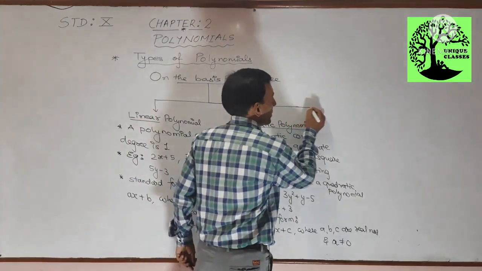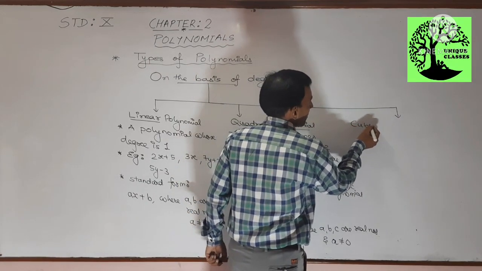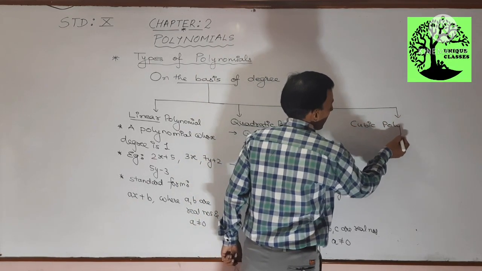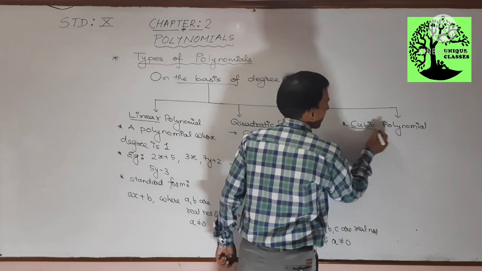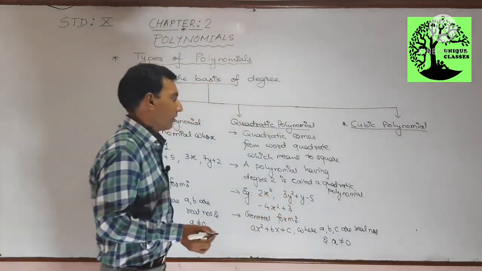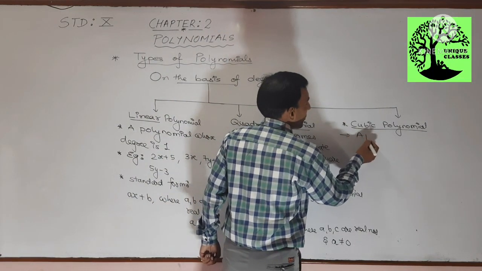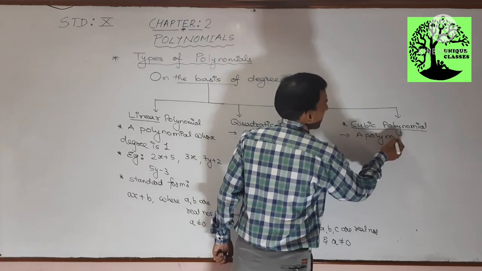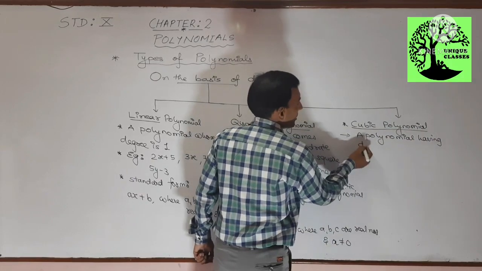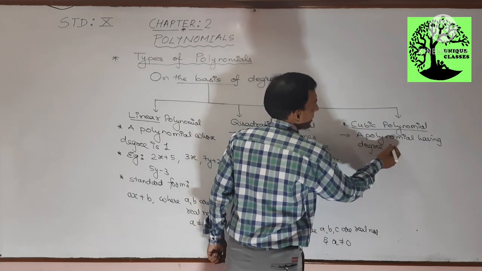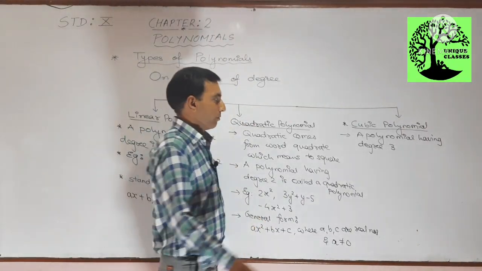Okay, now in the classification, let us move ahead to the third type of polynomial, the cubic polynomial. Yes, cubic polynomial, student. This is the third type. Now, what is a cubic polynomial? First, let us understand the definition. So, a cubic polynomial is defined as a polynomial having degree 3. Yes, degree 3. Such a polynomial is said to be a cubic polynomial.